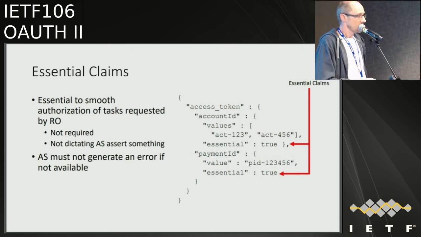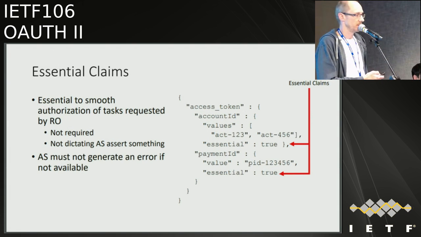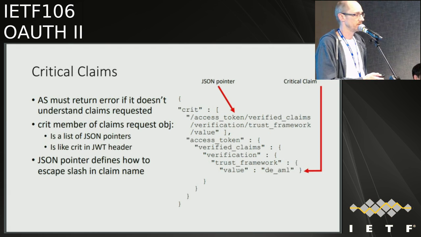Another thing is essential claims. An essential claim, like I just said, is a claim that is required or essential for the smooth operation of a task by the resource owner at a resource server. It doesn't mean that it's a required value, so the authorization server should not respond with an error if the essential claim isn't asserted with those values, or if the claim isn't available at all for that resource owner. Essential claims are defined by OpenID Connect, but there is nothing in OpenID Connect that says it's got to be there.